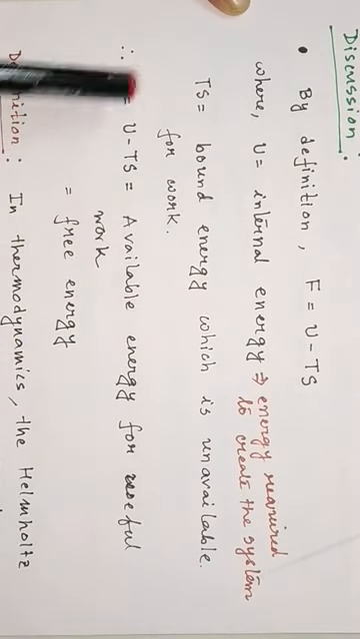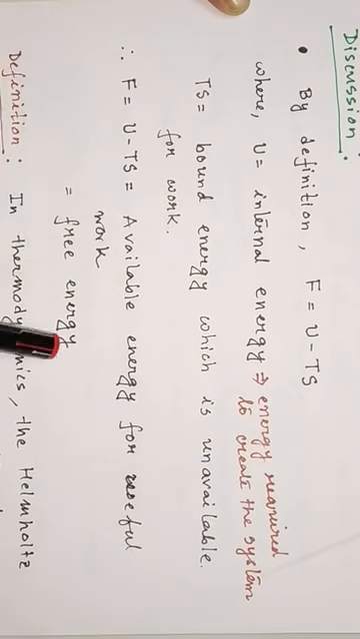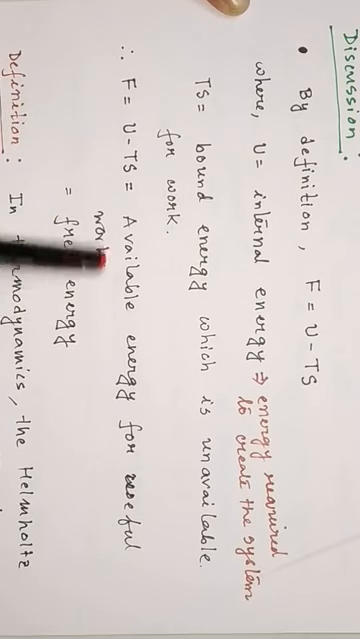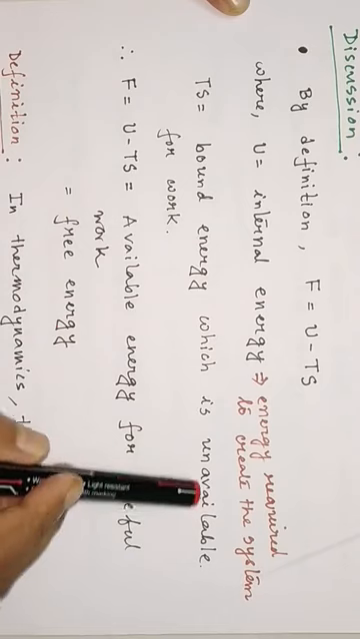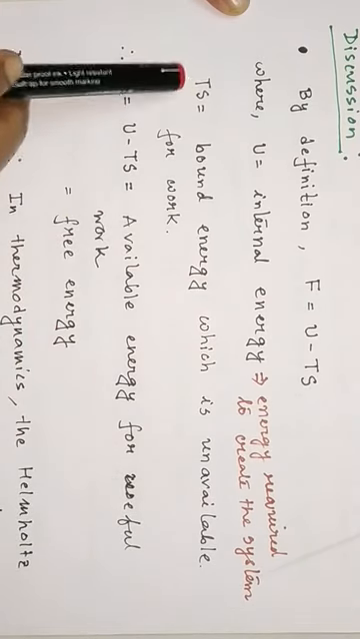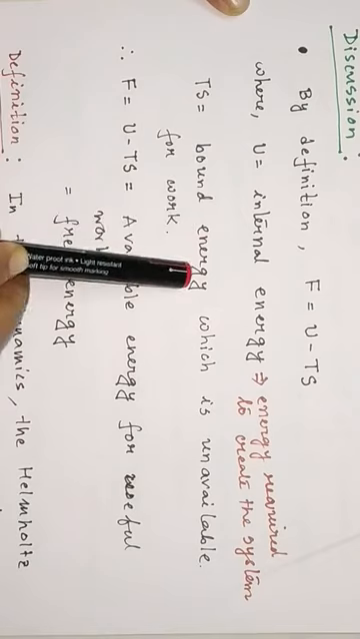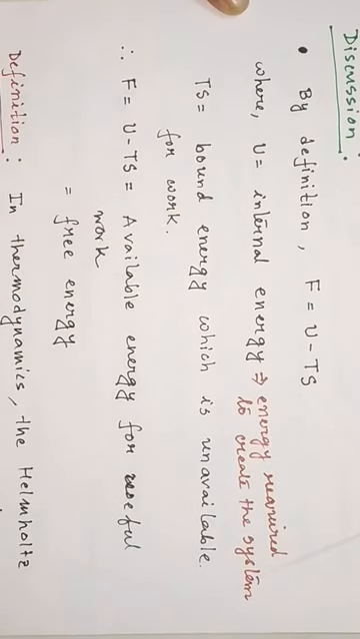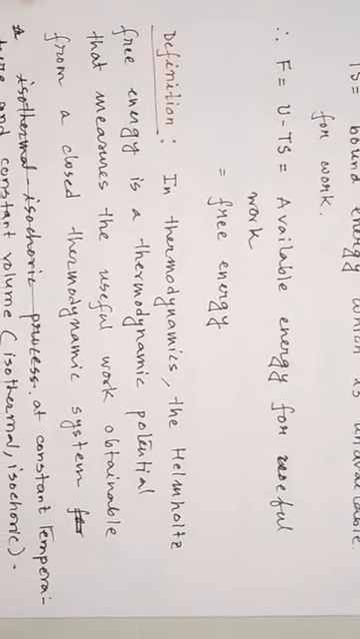Okay, that's why the Helmholtz free energy is called the free energy. This thermodynamic potential is called the free energy because this is the free energy which is available for work. Okay, and it does not contain this Ts term which is the bound energy unavailable for work. So how do we define it?